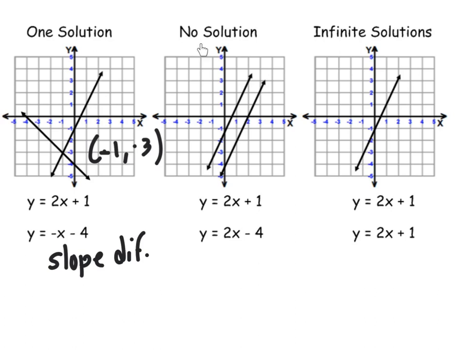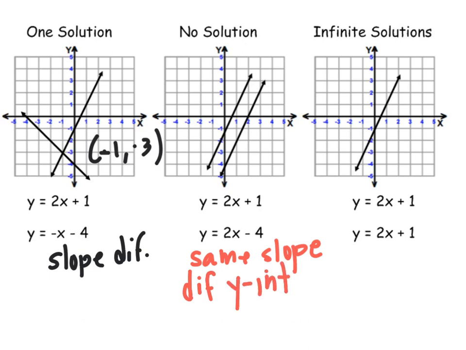So no solution. Why is there no solution? Because we have parallel lines that are never going to intersect. How do they become parallel? They have the same slope. So as soon as the slope is the same, and then they have a different y-intercept, they're going to be parallel to each other and never intersect.